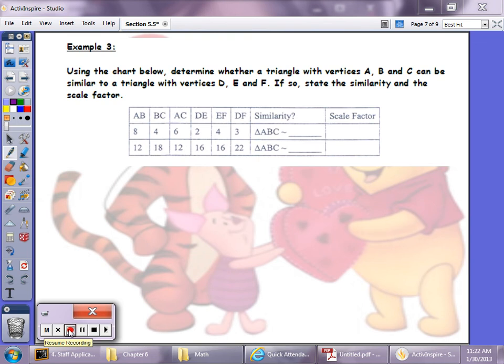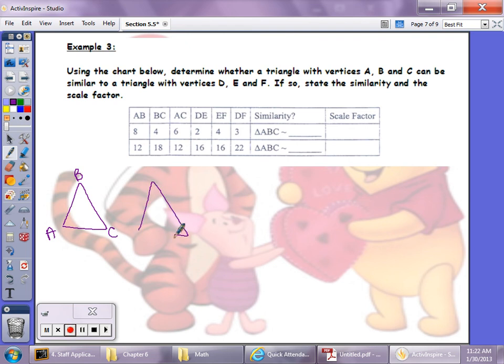For our last example, we're going to use the chart below, and we're going to determine whether a triangle with vertices ABC can be similar to a triangle with vertices DEF. And if we can prove that they are similar, we're going to state the similarity and the scale factor. So again, it's very important for the first example to draw each triangle and label. So we have triangle ABC, and then in the second one, we're going to have triangle DEF.